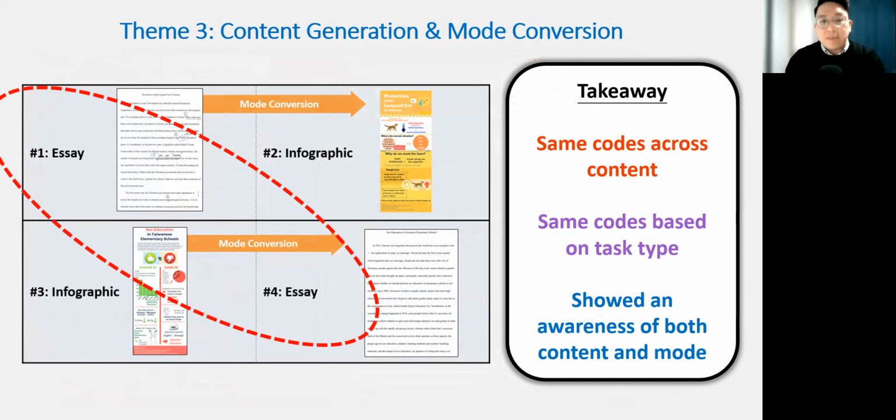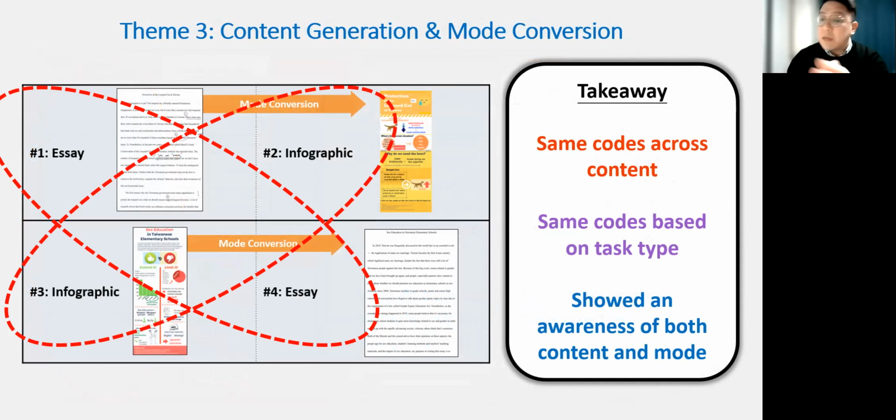So for me, this was very interesting, because we previously talked about codes being similar in the text-based essays and codes being similar in the infographics. To me, that was maybe not too surprising because those are similar types of compositions, right? So same codes across the same kind of content. But then there was also a same code based on this task type, which was content generation.